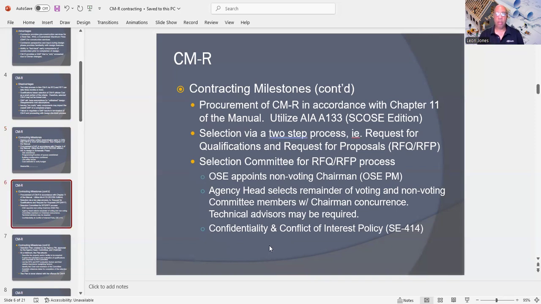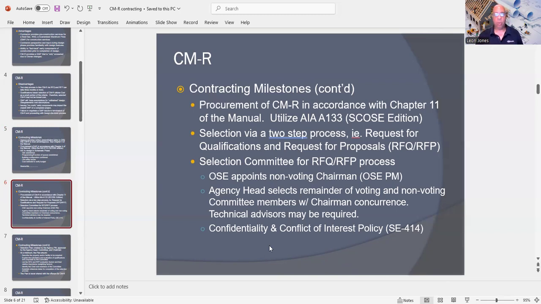Procurement of CMAR is in accordance with Chapter 11 of the manual. Again, some of you might ask me what that manual is. The manual is, and it tells you right here, you're going to utilize the AIA A133. The AIA is the American Institute of Architects manual, Scotia edition. Now, selection is by way of a two-step process, i.e. request for qualifications and request for proposals. Then what you're going to have is a selection committee for the RFQ, RFP process.